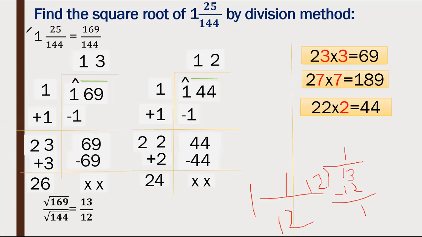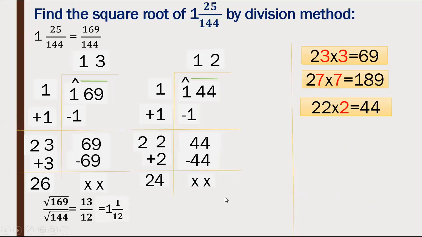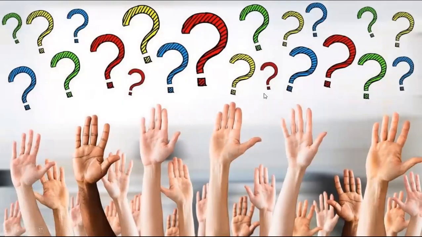So if the question is in mixed fraction, the answer must be in mixed fraction. Is it clear? So we get the answer 1 whole number 1 over 12. The answer is, I am repeating it, 1 whole number 1 over 12. Is there any question?